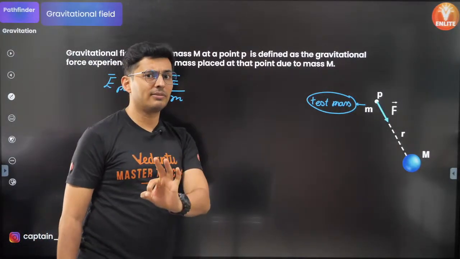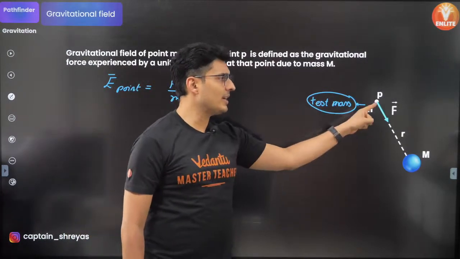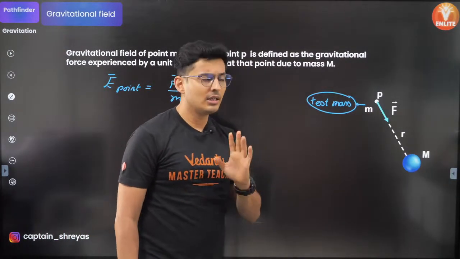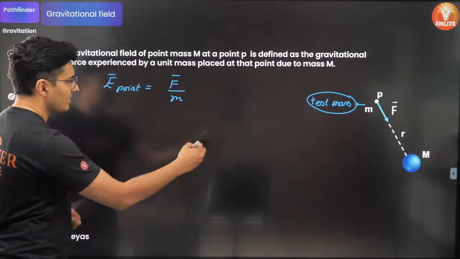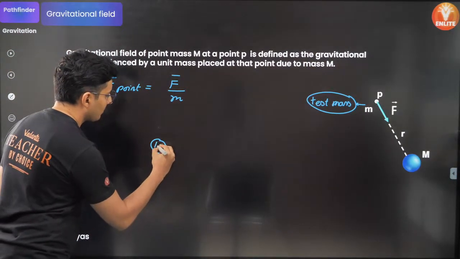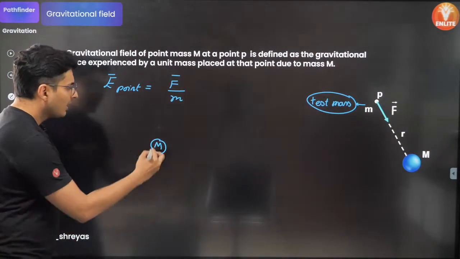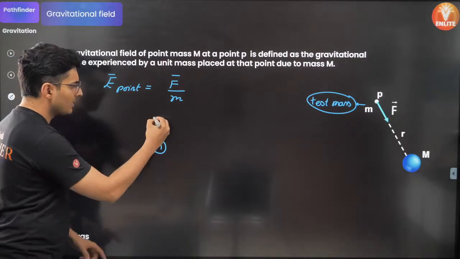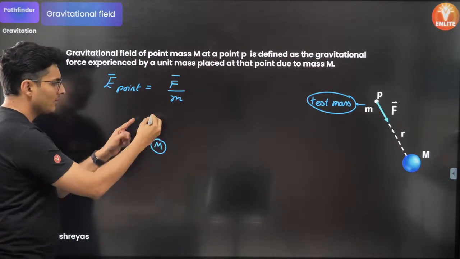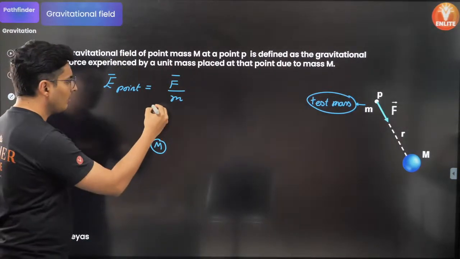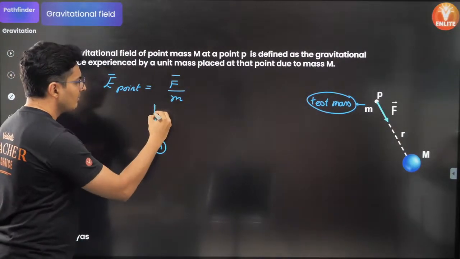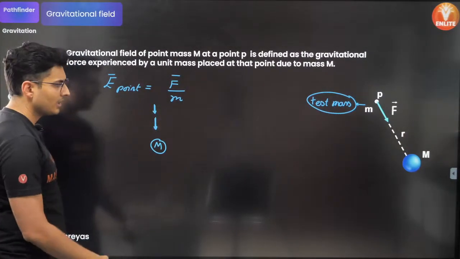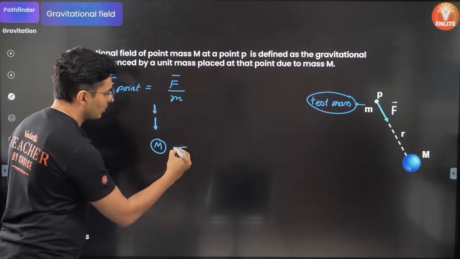So what's the direction of the field? Simply put, it's the same as the direction of the force acting on it. So say for example, if I have this mass m over here, if I put a test mass, the test mass will experience a force this way. So the field is also this way. If I put a test mass here, the field will still be this way because the force will be this way.